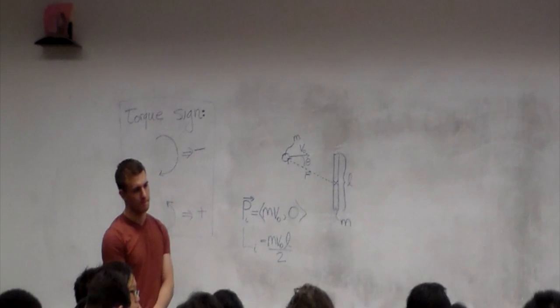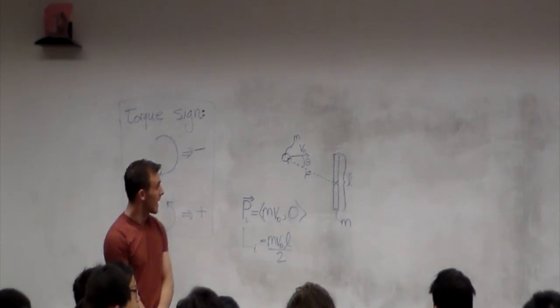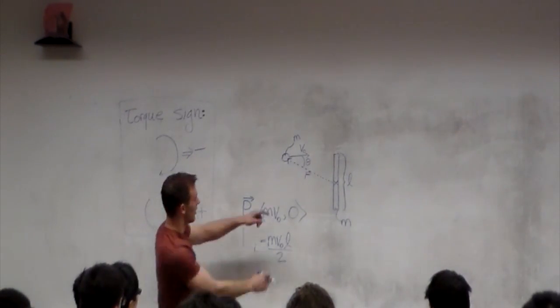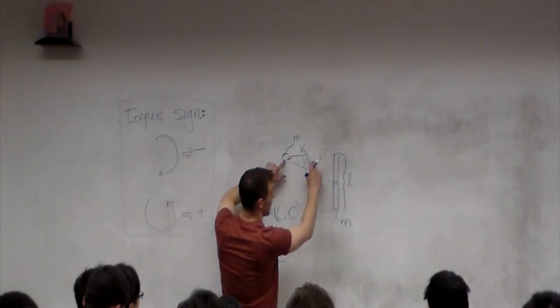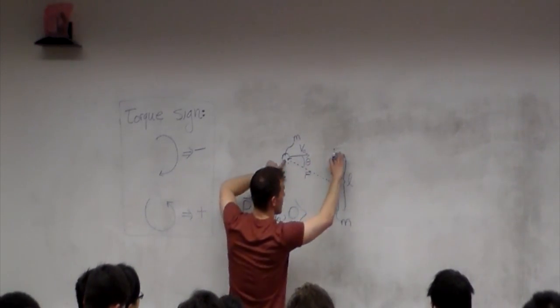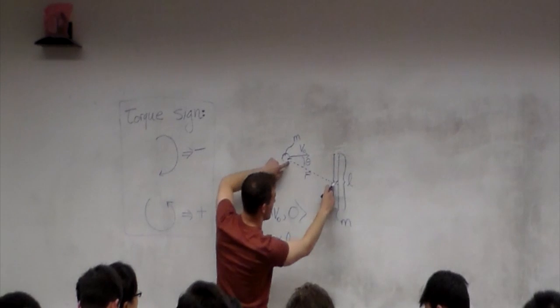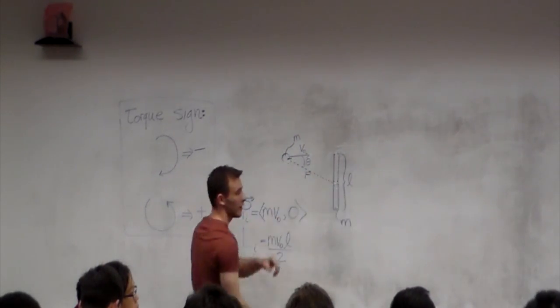Yeah. What was the sine of theta, L over 2? The sine of theta isn't L over 2, but r times the sine of theta is, because the sine of theta is this divided by this. So this times the sine of theta. Okay.